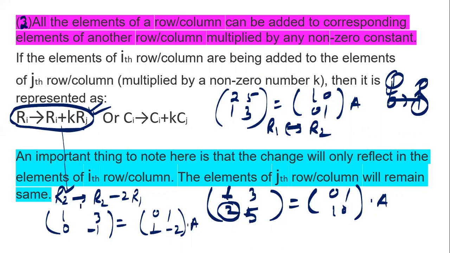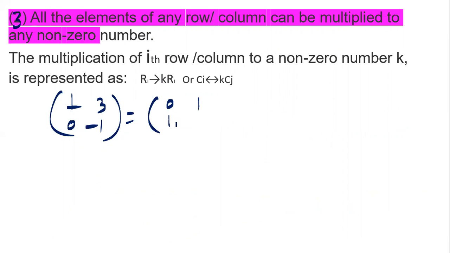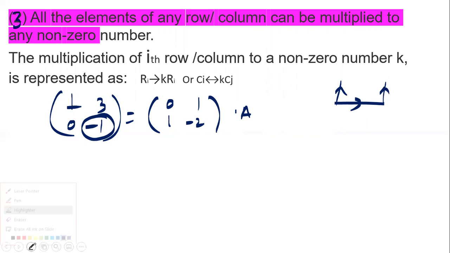Next is the third step. All the elements of any row or column can be multiplied by any non-zero number. For example, I have reached this step: 1, 3, 0, minus 1 equals, I have got 0, 1, 1, minus 2 into A. Now according to this pattern, what am I supposed to do? I have to make it 1. What can I do?